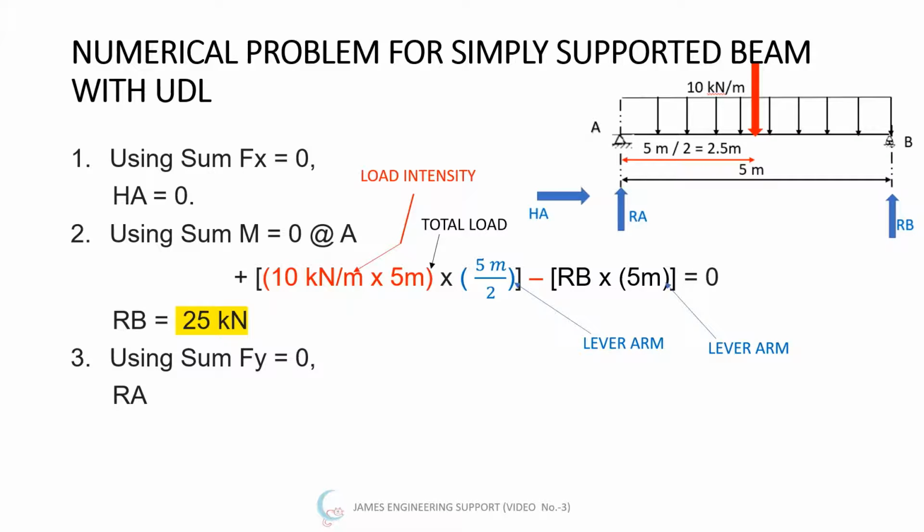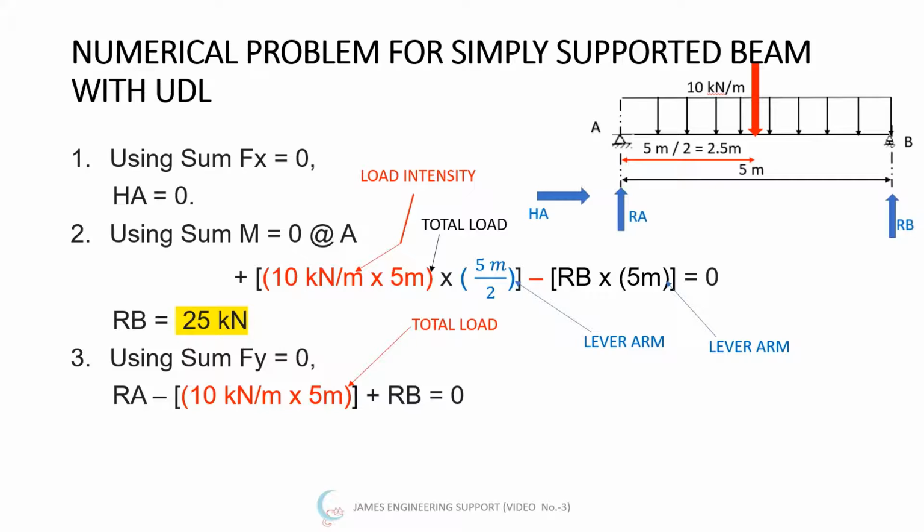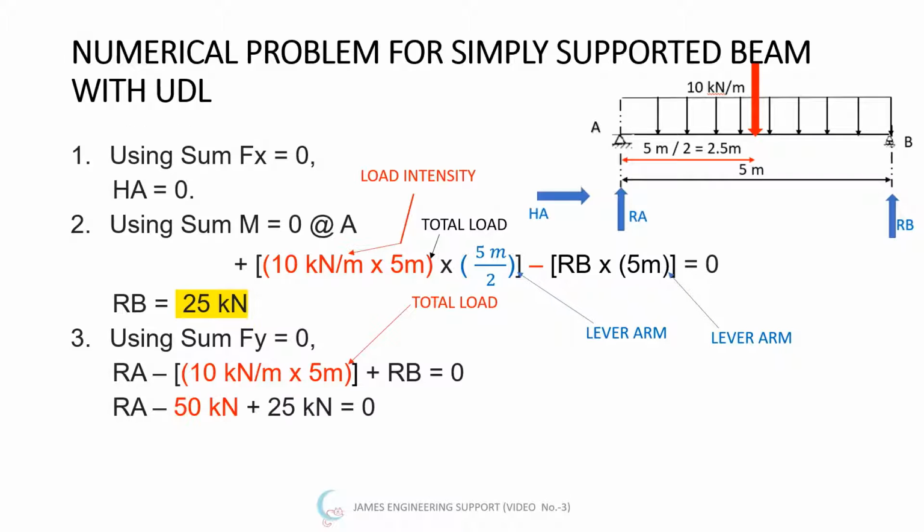So Fy we will consider now. So RA positive, 10 kilonewton per meter multiplied by total distance 5 meter, then plus RB, and after equating it to 0 and adding in the value of RB, we will get RA as 25 kilonewton.